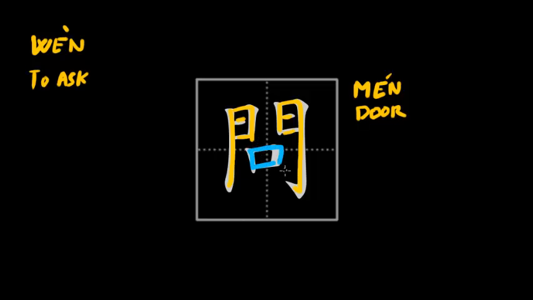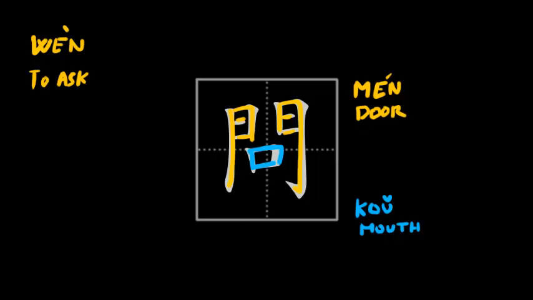And the second element, the element that is pointing to the meaning of the character, is this inside element over here, which is pronounced kou, and it's a mouth. It's not a picture of a mouth, it's just something that was chosen to represent the mouth. And so in this case, it's clearly pointing to the meaning of the character, but this element, kou, is very versatile. You can find it in characters where it points to the meaning of the character, and then you can find it in characters where it points to the sound of the character. So in this case, it is pointing to the meaning.